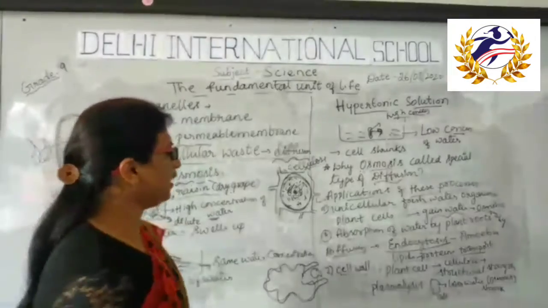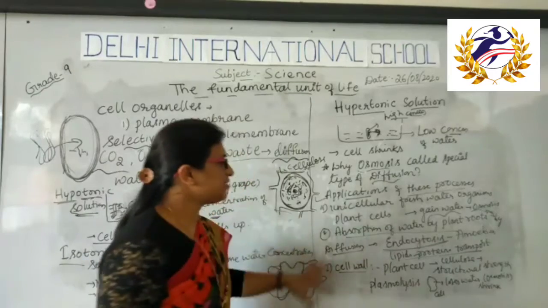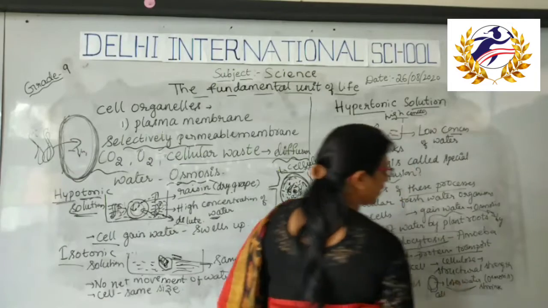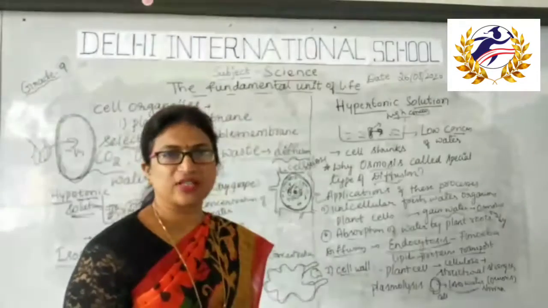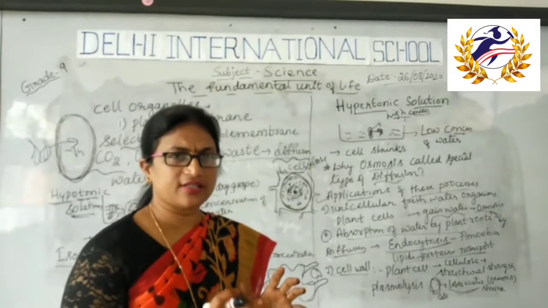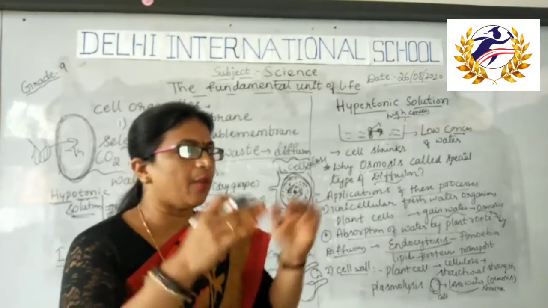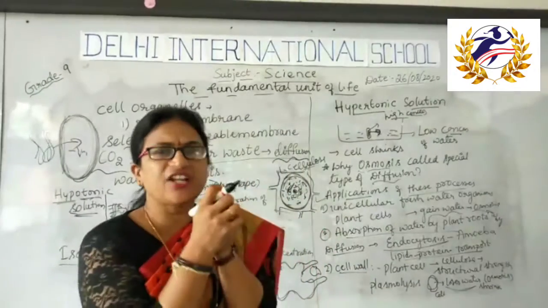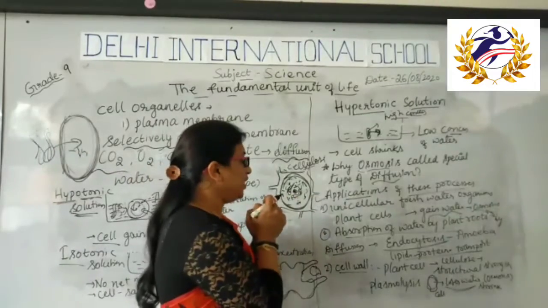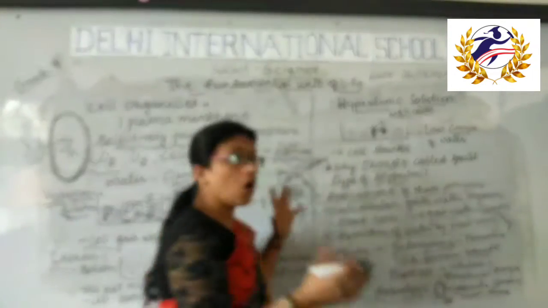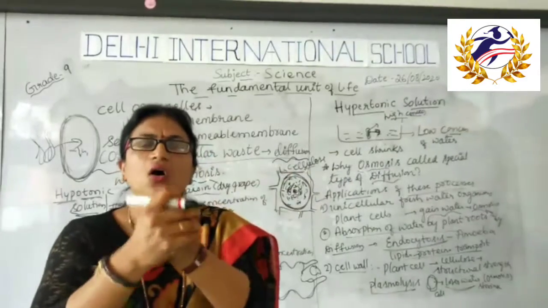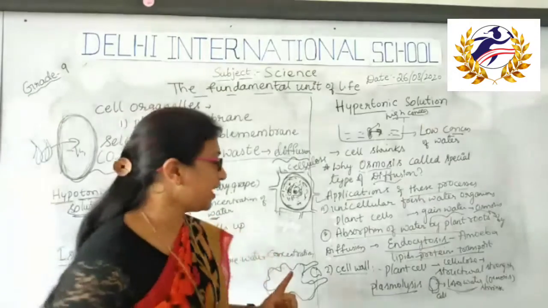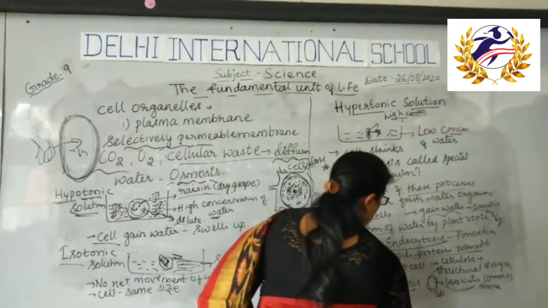When the cell, animal cell or plant cell, is placed in a medium, water movement takes place through the osmosis process. For example, if there is a high concentration of water inside the cell when compared to the outside, it loses water and shrinks up. All the cell contents are contracted and the cell dies. That process is called plasmolysis.